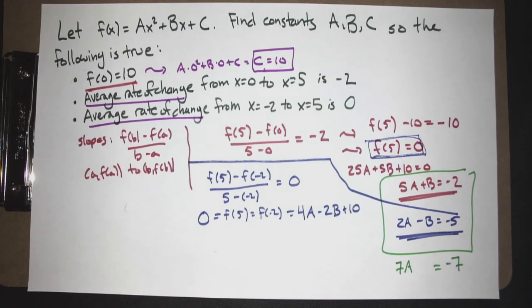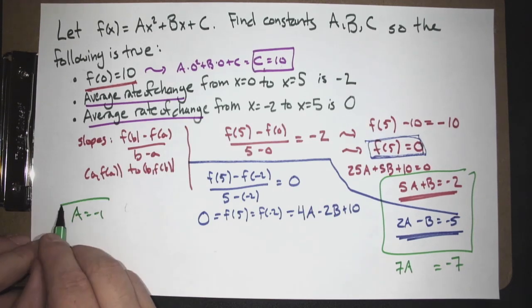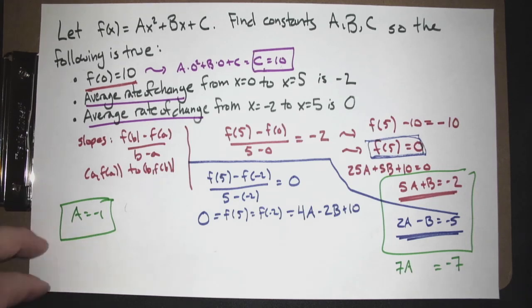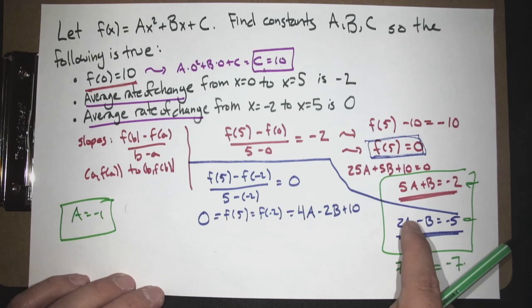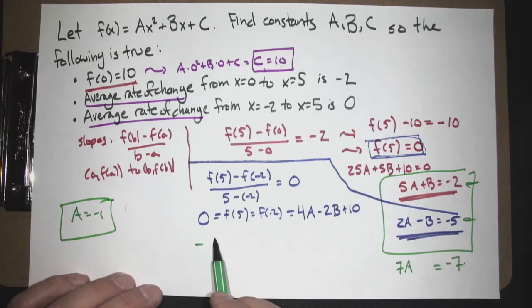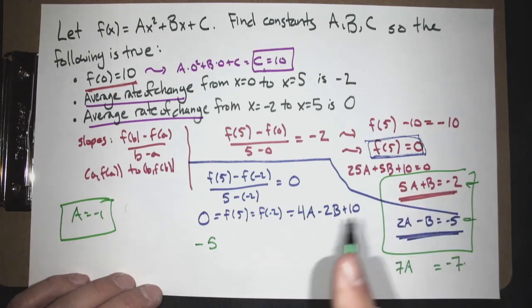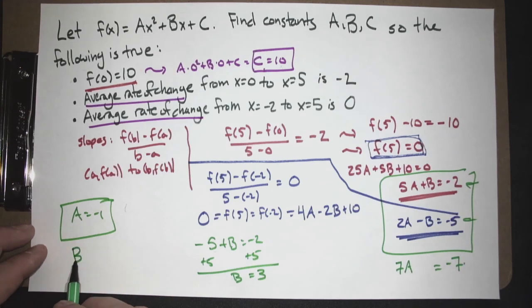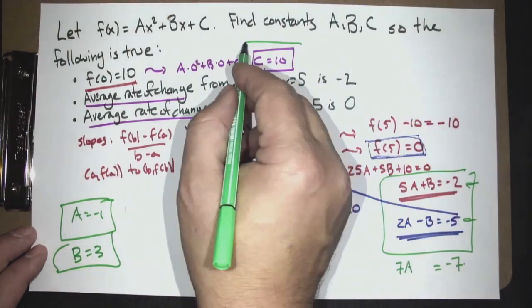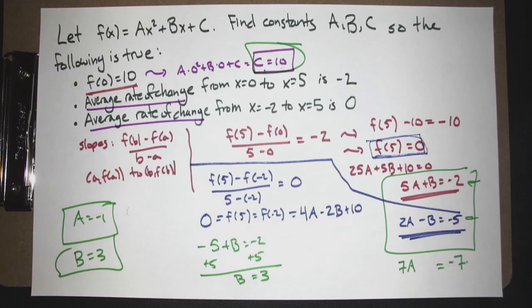Like I said, that's much easier to solve. Do we know what a is? So a is negative 1. All right. Now, once you know what a is, just come back to one of these equations. Doesn't matter. Let's suppose we do this first one. We have 5 times minus 1 plus b equals minus 2. Add 5 to both sides, and we get that b is 3. So a equals minus 1, b equals 3, and we already said c equals 10. So we found our A, B, C.